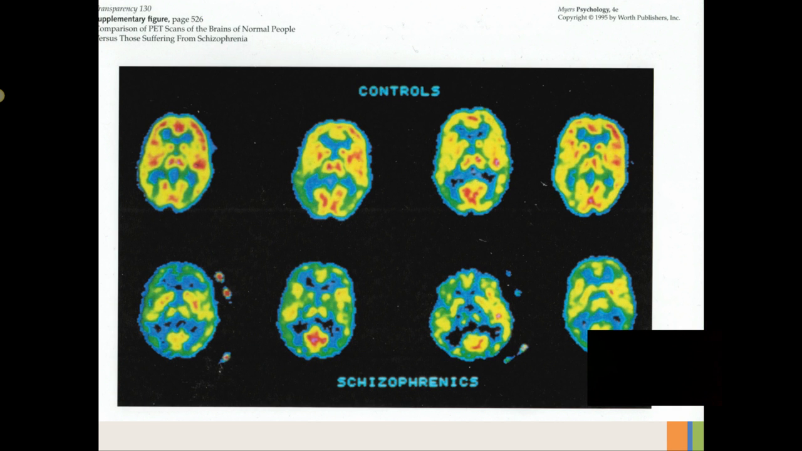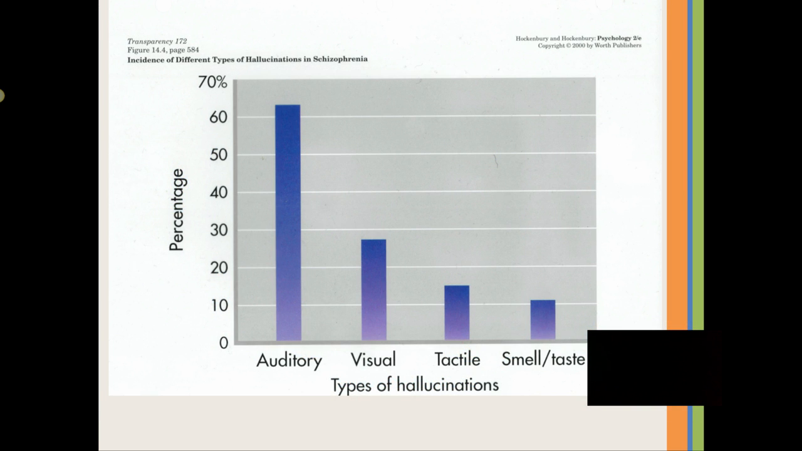Here's the PET scans of controls versus schizophrenics. You can see how the so-called normal brains are much more active than the schizophrenics. Here's a little graph about the types of hallucinations. As I mentioned earlier, auditory is most common in schizophrenia.